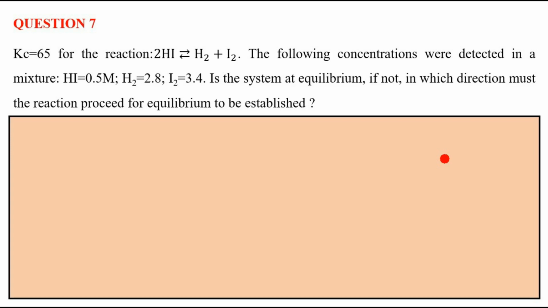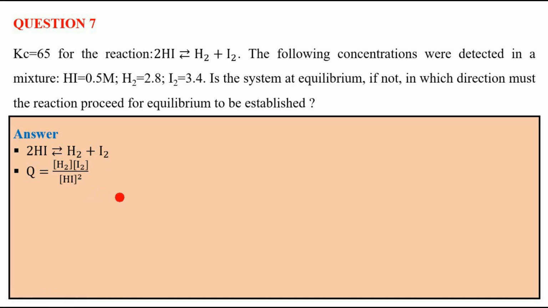Here they are asking, is the system at equilibrium? The Kc, the equilibrium constant, was given. So we need to calculate the reaction quotient to see whether it is equal to Kc, because at equilibrium the reaction quotient is equal to the equilibrium constant. Let's see, we have all the values. We know Q, the reaction quotient, will be equal to the concentration of hydrogen times the concentration of iodine divided by the concentration of HI, but raised to the power of the stoichiometric coefficient.